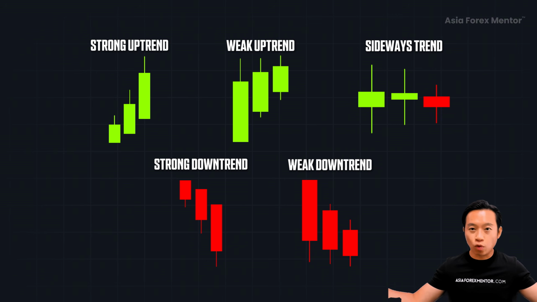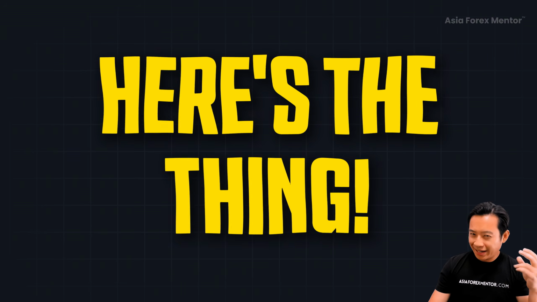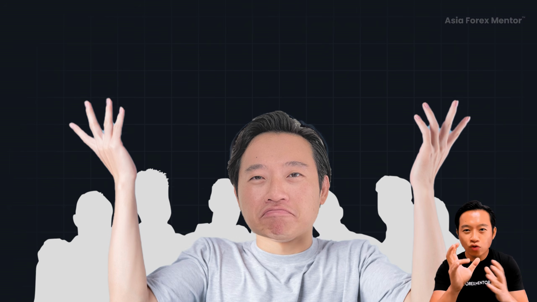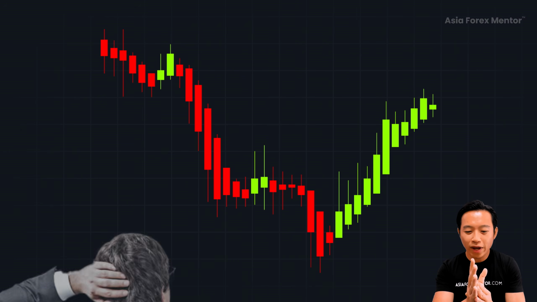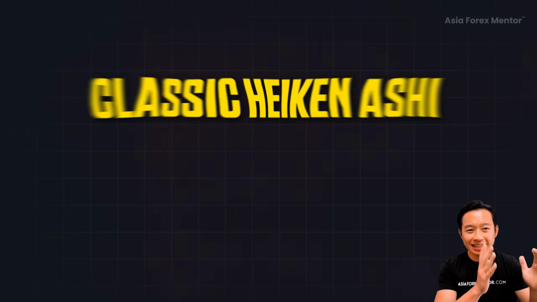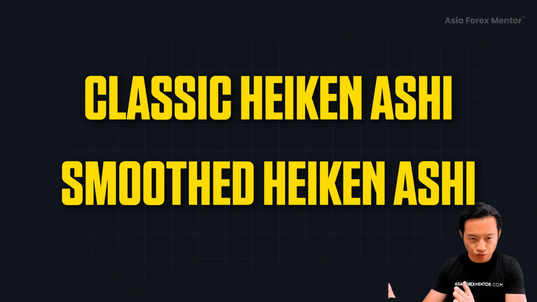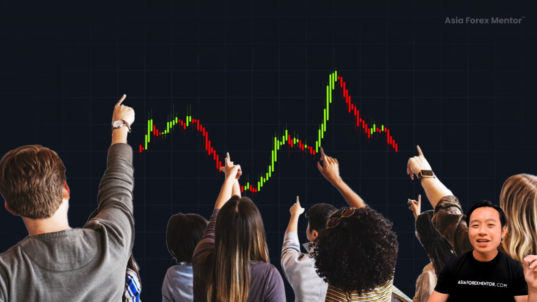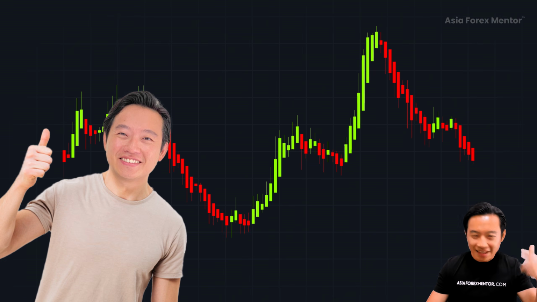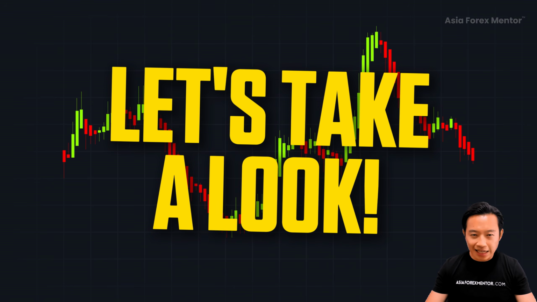I'm going to start to put all of them together. But here's the thing, most traders don't realize they don't use the Heiken Ashi the right way. There are actually two types of Heiken Ashi candles, the classic and the smooth. Most traders only use the classic version, but we don't. So now let's take a look at the classic Heiken Ashi.